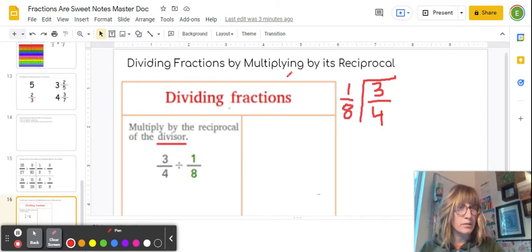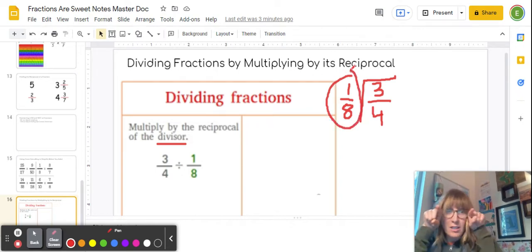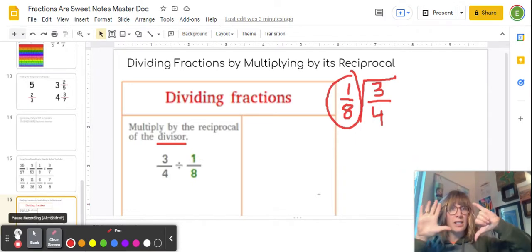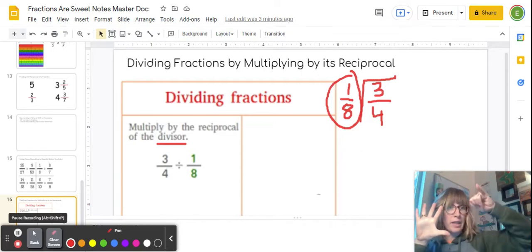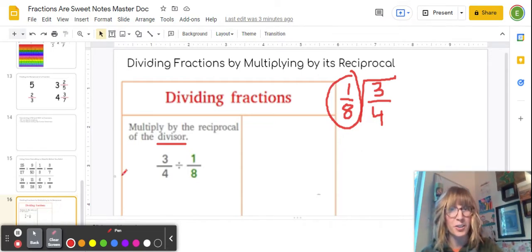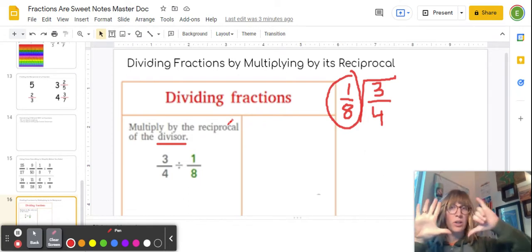We know that the divisor is the number that goes on the outside. It has eyes looking into the little division house. So we're going to take 1/8, right? And we're going to end up doing the opposite of division. We're going to actually flip it on its head, right? That's called making it a reciprocal.